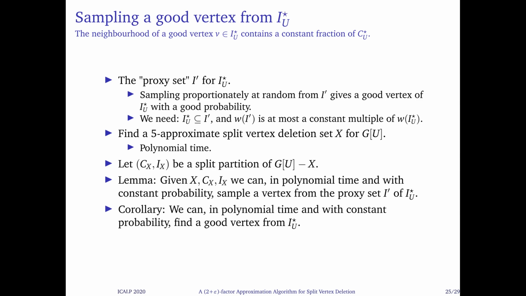So how do we find this I prime? Well, we go and look at the set of undecided vertices. We compute a 5-approximate split vertex deletion set for the graph induced by these undecided vertices. Call this set X. Now let Cx and Ix be a split partition of G[U] minus X. We show that given X, Cx and Ix, we can, in polynomial time and with constant probability, sample a vertex from the proxy set I prime of I star U. So as a corollary, in polynomial time and with constant probability, we can find a good vertex from the set I star U.